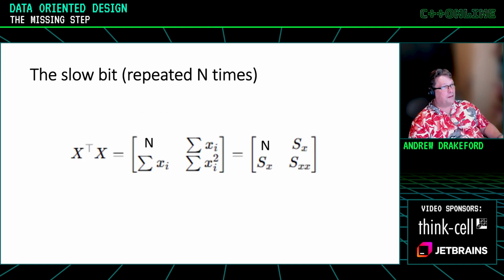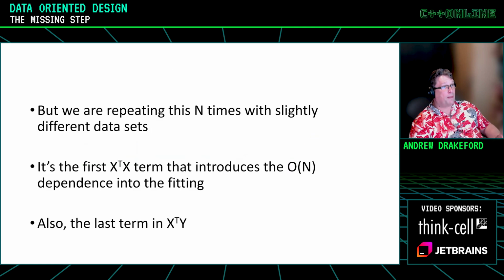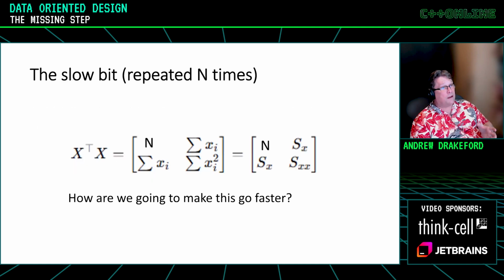Now, this bit, I want you to pay strict attention to. There's a big lesson here for everyone. This is the slow bit. We repeat it n times, X transpose X. We have all these sums across all the xi values and the sum of the squares of the xi values. But we're repeating this n times with slightly different data sets because we're leaving one out. And this is the first X transpose X term that's introducing this order of n data set length dependence. So it's really slowing things down, as is the X transpose y.